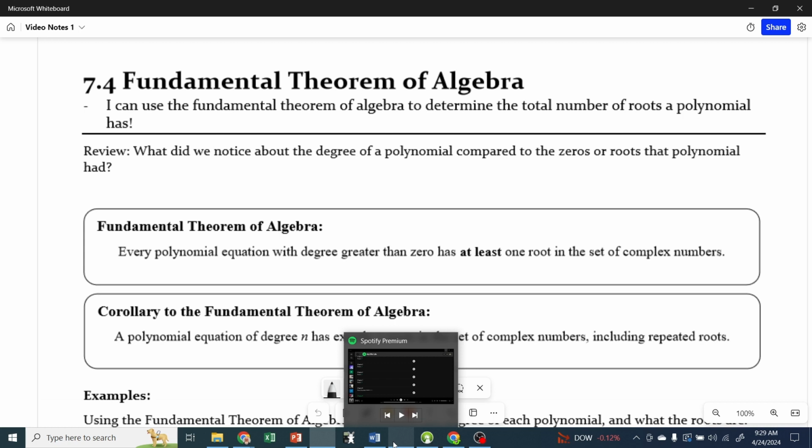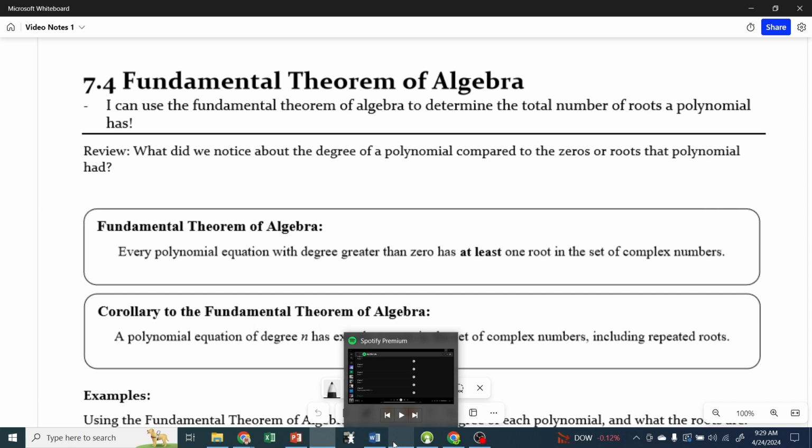Welcome to Algebra 2, Unit 7, Section 4, Fundamental Theorem of Algebra. After today's lesson, I can use the fundamental theorem of algebra to determine the total number of roots a polynomial has.